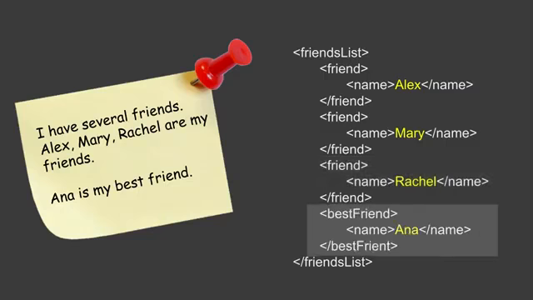Now I will create a tag for best friend, a start tag and an end tag, and here I am giving the name as Anna. So here you can see this is a more formatted and a more structured way, and this way of communication and data exchange can be used to communicate between applications, and this is a valid XML.